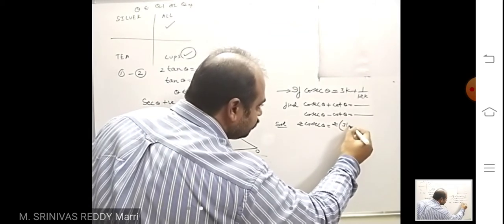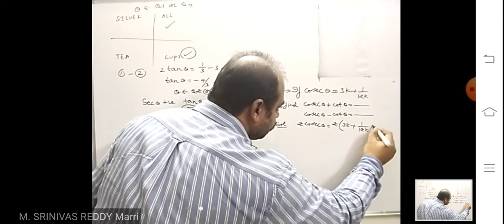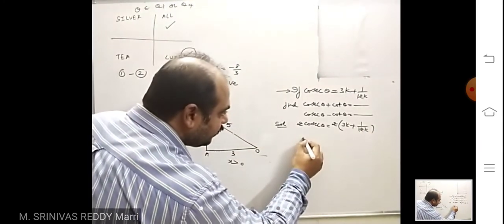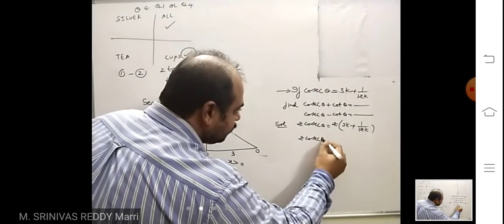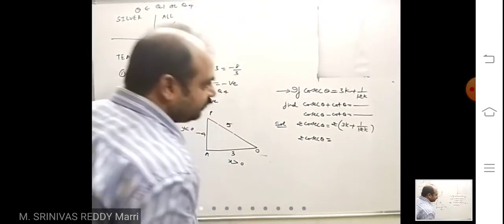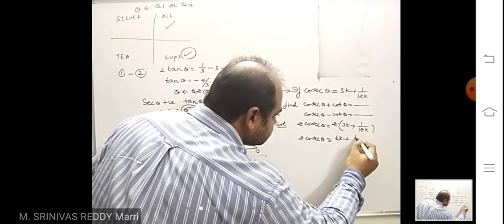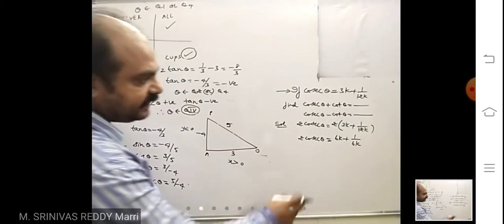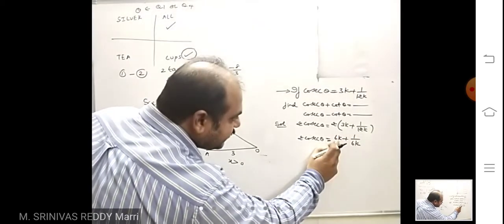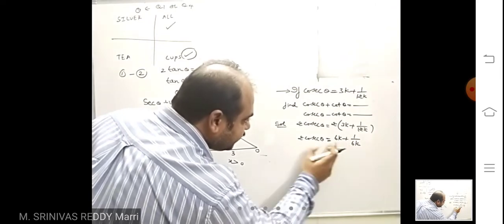So 2 into 3k plus 1 by 12k, 2 cosecant theta equal to 6k plus 1 by 6k. Look at here. The right side number is a number plus its reciprocal. Its reciprocal is there here.